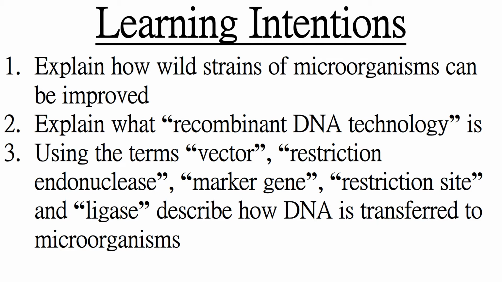So the learning intentions for this: first of all, explain how wild strains of microorganisms can be improved. Recombinant DNA technology, explain what that is, and then be able to describe the stages of genetic engineering, how DNA is transferred to microorganisms. There are a number of words in here which will be new, and you need to be able to explain what each of these means and use them when describing genetic engineering at a higher level.